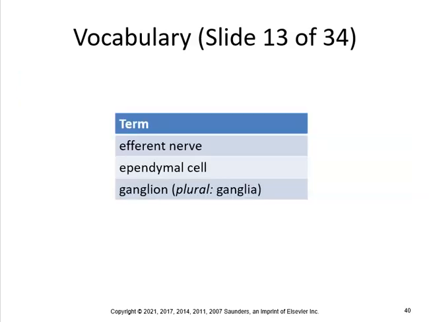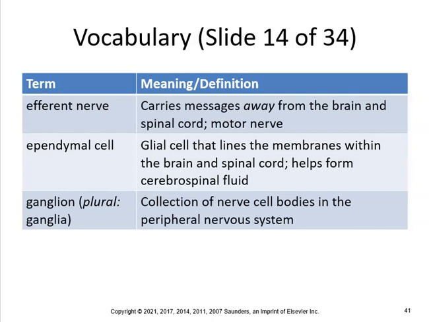Efferent nerve, ependymal cell, and ganglion. Efferent carries messages away from the brain and spinal cord. That's a motor nerve. And afferent nerves carry messages to the brain, and they're sensory. So A is sensory, E is motor. Ependymal cells are glial cells that line the membranes within the brain and spinal cord and help form cerebrospinal fluid. A ganglion is a collection of nerve cell bodies in the peripheral nervous system; the plural is ganglia.